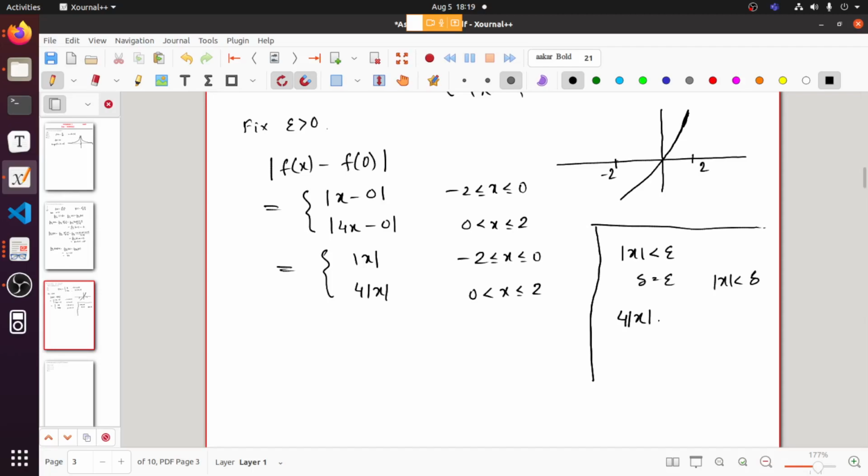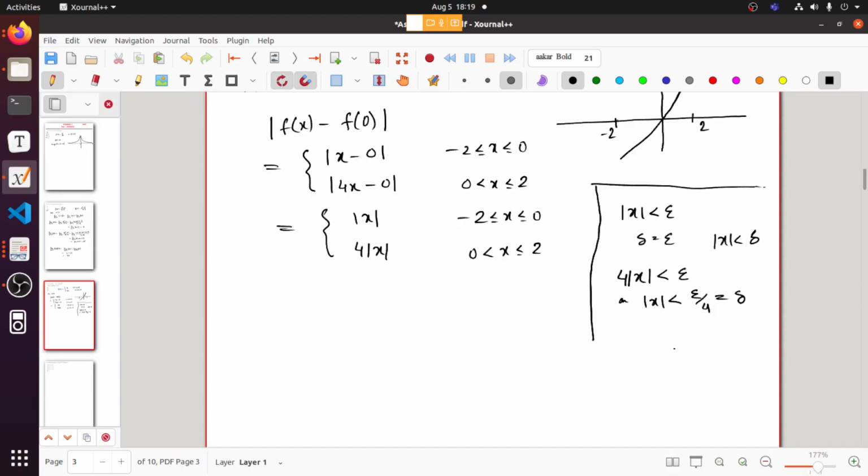You have to make this to be less than epsilon. What is the meaning of this? This means mod x less than epsilon by 4. So you can choose this to be delta. So if mod x less than delta, then 4 mod x will be less than epsilon. Okay, so you have to make sure that both the things will work. So what will you choose as the delta? Can anybody say what you will choose as the delta, so that you can make both less than epsilon?